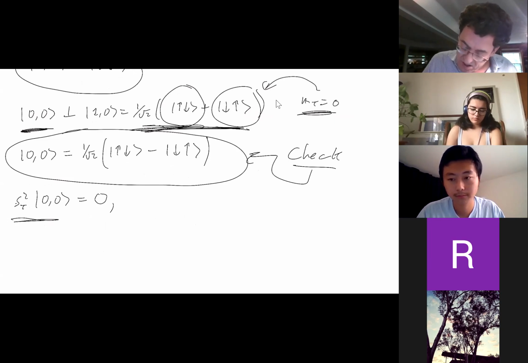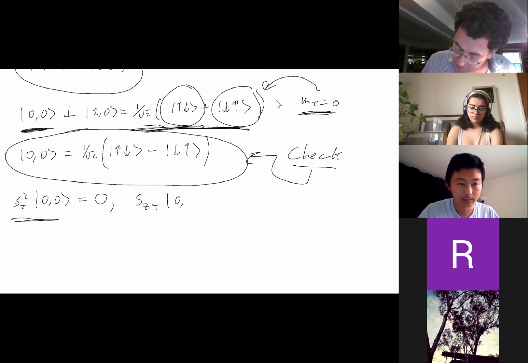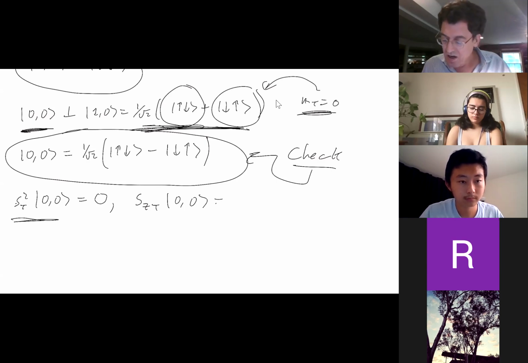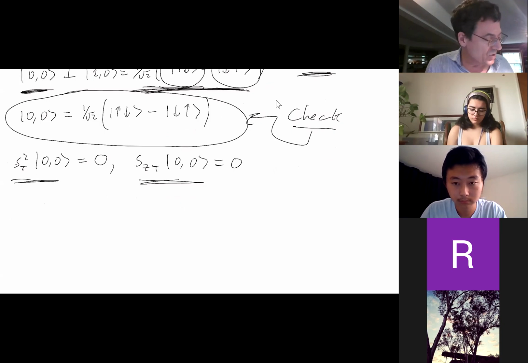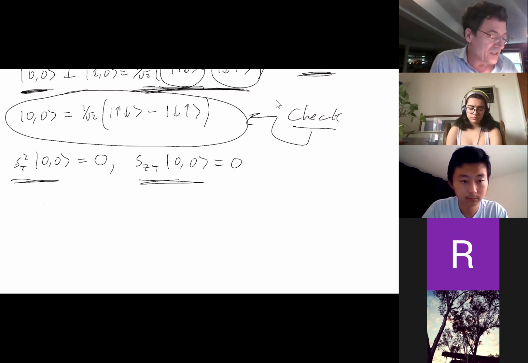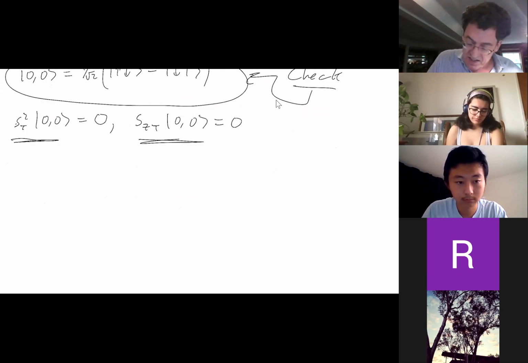And then if you hit it with S_z total, acting on that, then also you'll see that you get 0. So I want you to do that on your own, and then you can see that it works out, that it's an eigenstate of these two operators. Okay, so now we see that we have these eigenstates, and we've constructed these eigenstates, and I'll write them down.